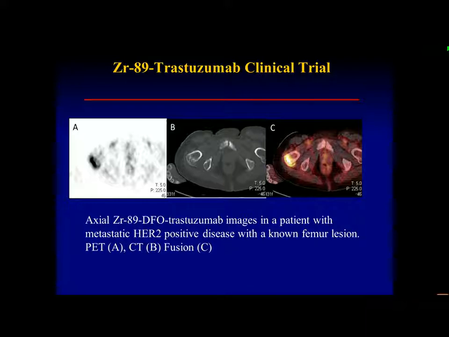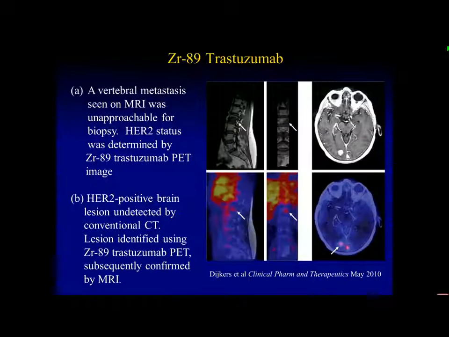So anyway, this is kind of where we are headed. Hopefully some of these things will actually come to fruition. This is just another example where a vertebral metastasis seen on MRI was unapproachable for biopsy. So the HER2 status was determined by zirconium-89 imaging. So again, you can see the uptake in the spine.